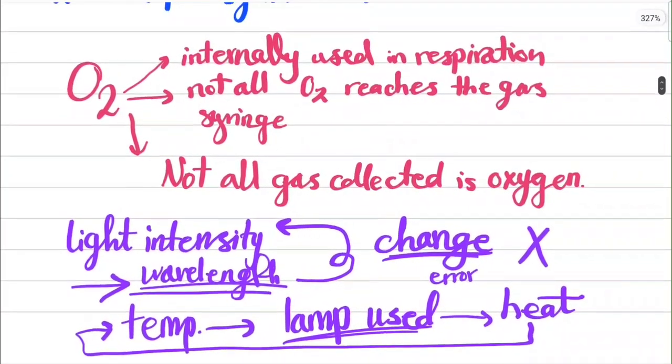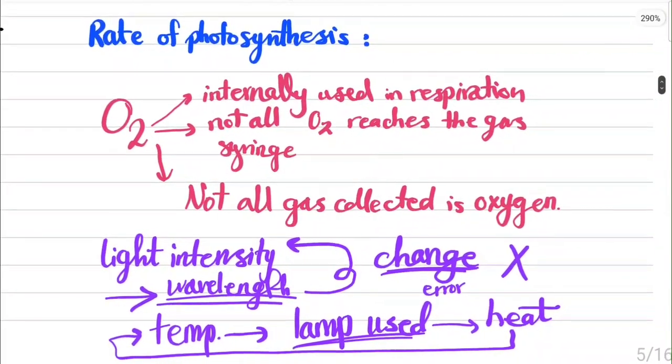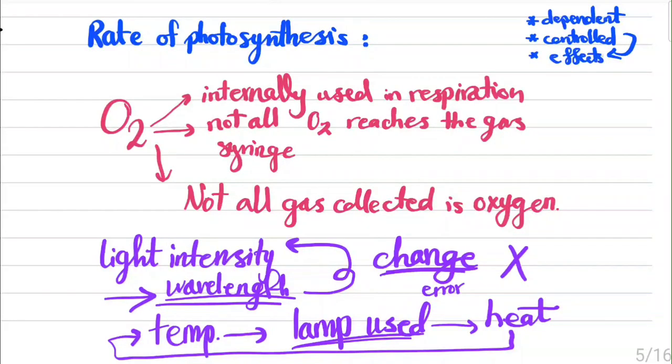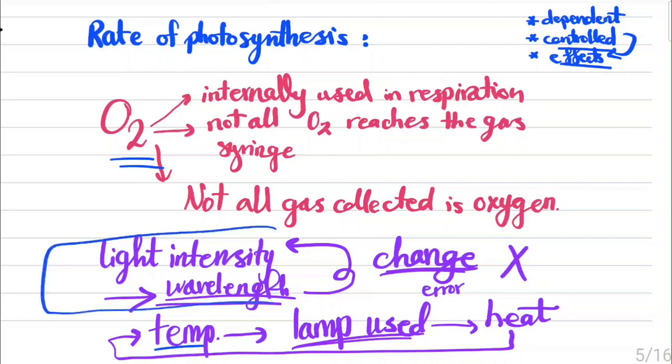So this was my mind map when I talked about the rate of photosynthesis. I will mention 3 points in my brain to remember: the dependent variable, the controlled variables, and their effects on one another. The dependent is, of course, the oxygen. The controlled is the temperature, and the effects, of course, like this one in here.